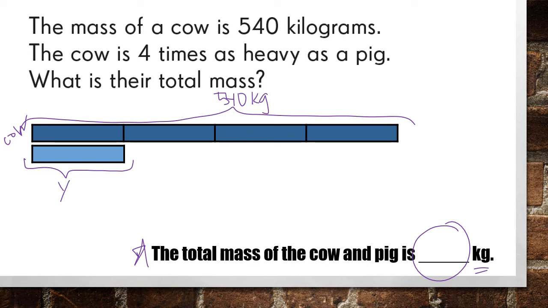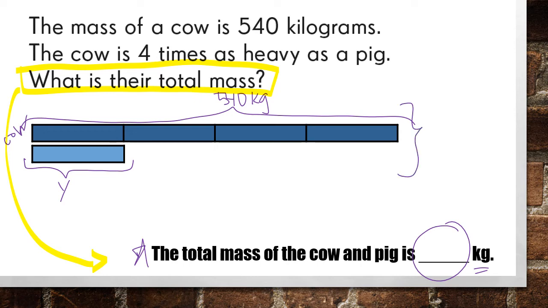And the total mass is what we're looking for. So this is what we're solving for. That's in the statement down here too. Remember how important it is to clearly state our answers. So we will be searching for this total. Remember how we put a bracket over here to say when we combine those 2 bars, that will be the total mass.